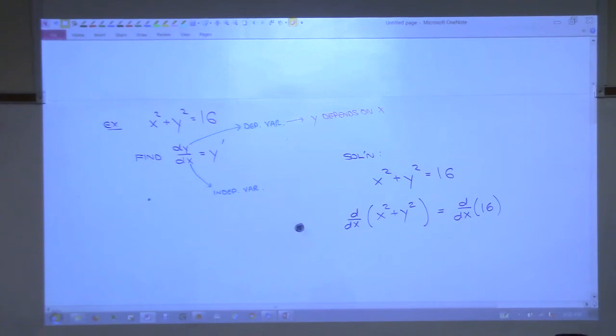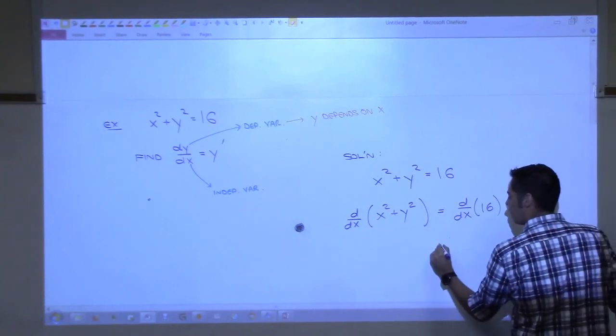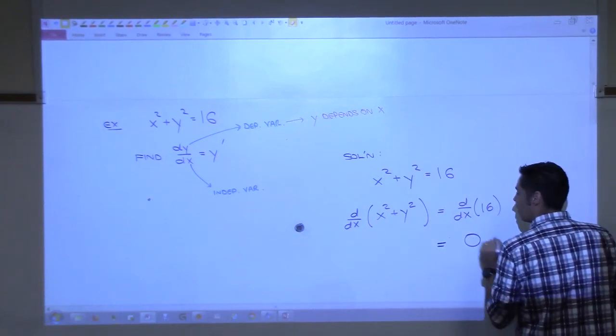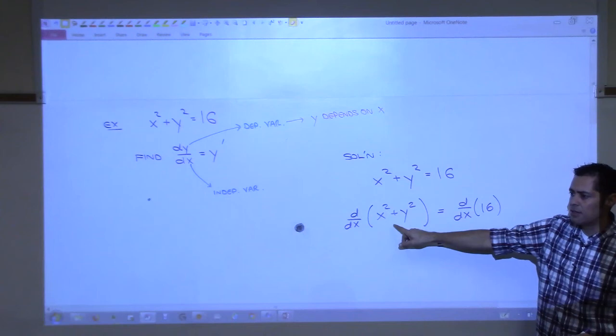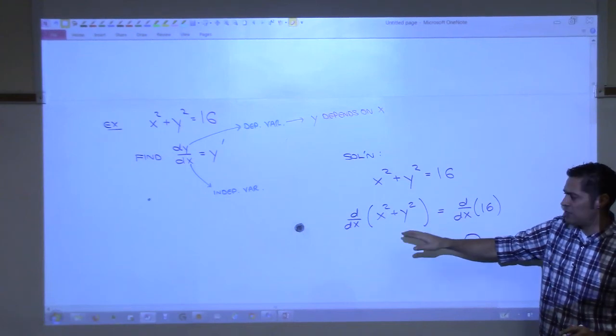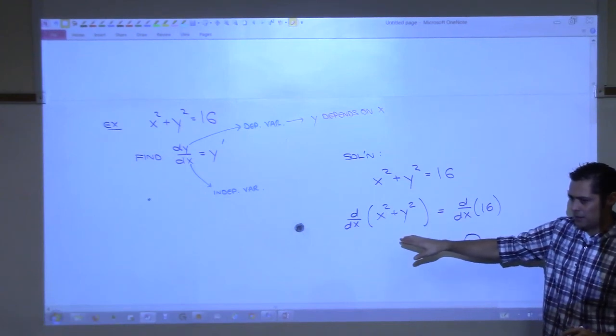Let's do the right side, because I think the right side's easier. Do you know what the derivative with respect to x of the constant 16 is? 0, right? Because 16 is a constant. All right. So the right side's 0. That's good. All right. Now I'm going to be taking the derivative of this, right? This is the part that's tricky. All right?